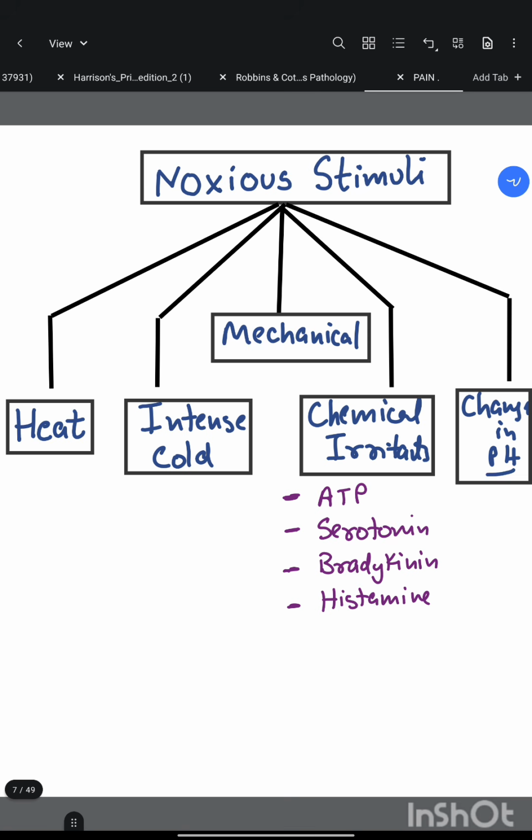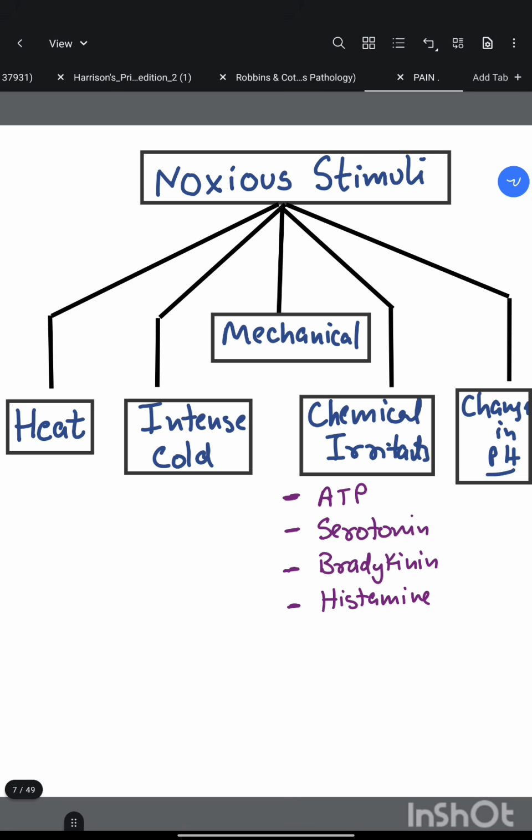But keep in mind that A delta fibers carry fast pain and C fibers carry slow pain. As we all know, myelination determines the velocity of conduction. If the nerve is myelinated, there will be fast conduction. So imagine you're walking on a road and you stamp on a stone. Your great toe gets hit by a stone, and there is a sense of rapid, intense pain. Yes, exactly. That is carried by the A delta fibers.